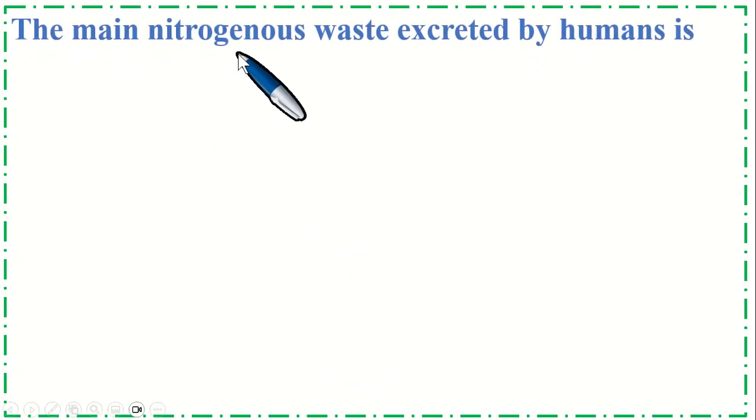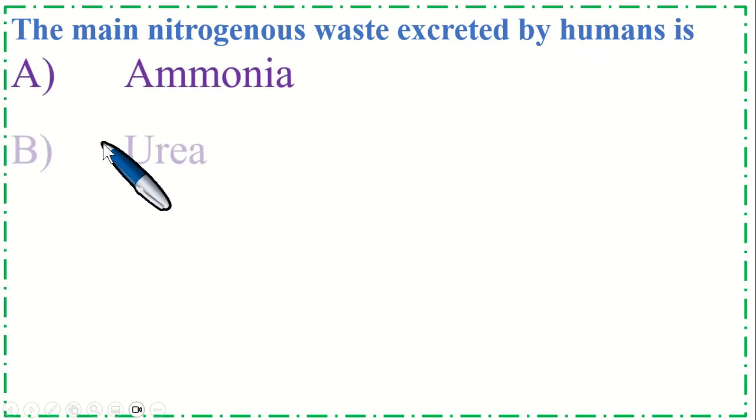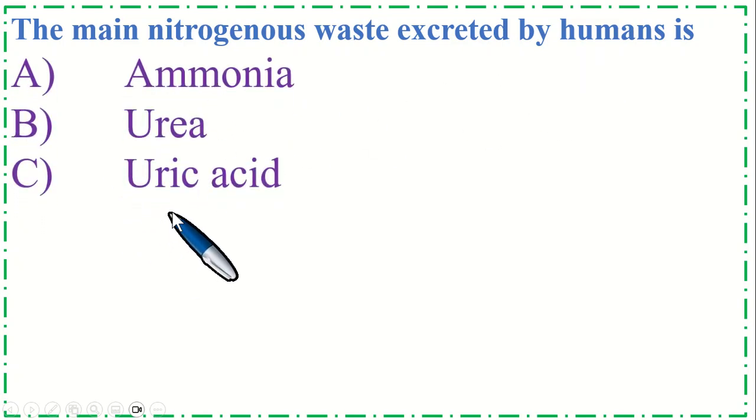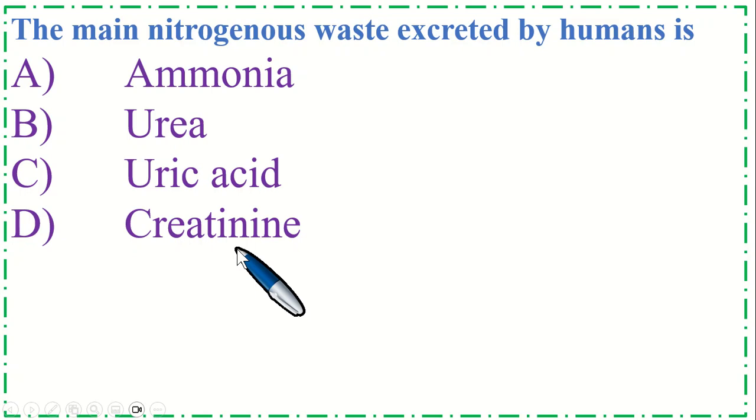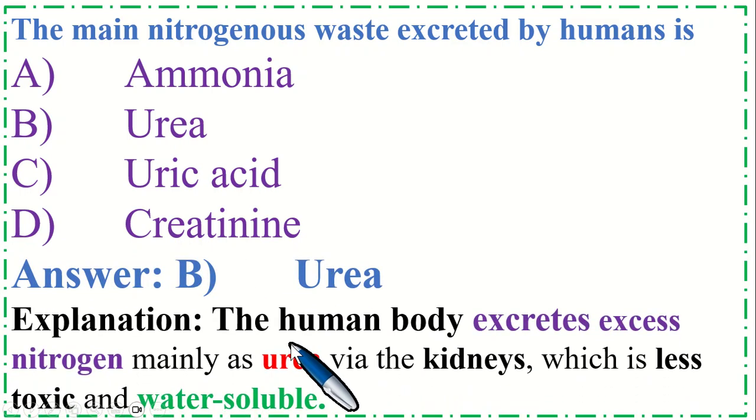The main nitrogenous waste excreted by humans is option A ammonia, B urea, C uric acid, and option D creatinine. So the correct option is B urea. The human body excretes excess nitrogen mainly as urea via the kidneys, which is less toxic and water soluble.